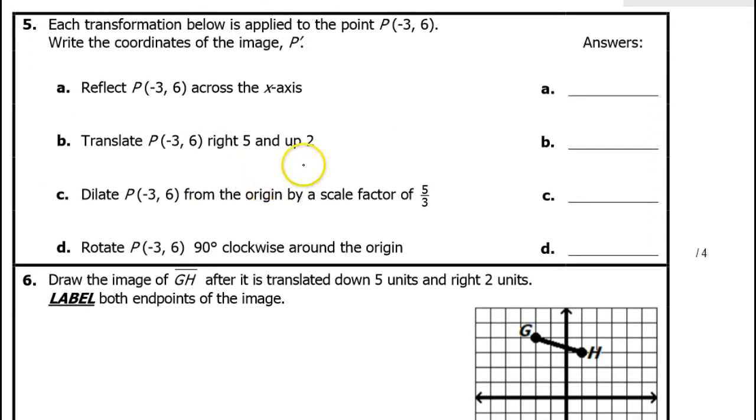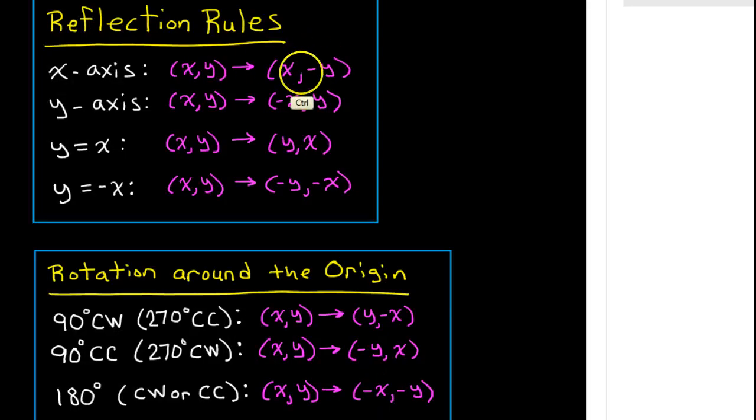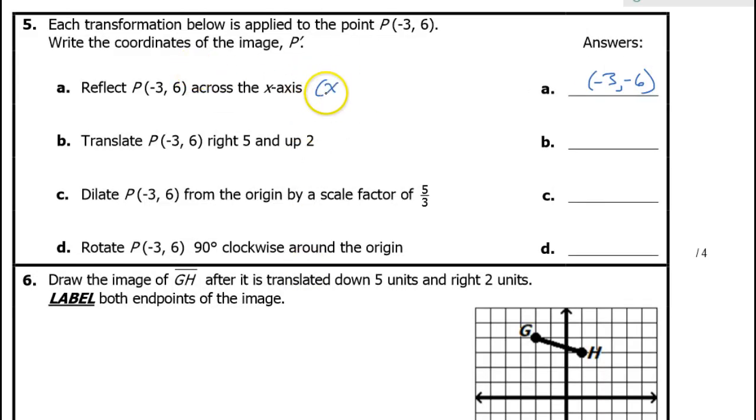Okay, moving on to number 5. Each transformation below is applied to the point negative 3, negative 6. Write the coordinates of the image P prime. So we're just doing these transformations. If we reflect across the x-axis, that's the one where the x value stays the same. So it's going to be -3, comma, -6. And again, we can always refer back to this, x, negative y. You can think of it that way. This is your x, negative y. So that's what I did.